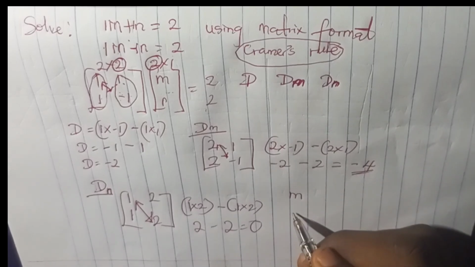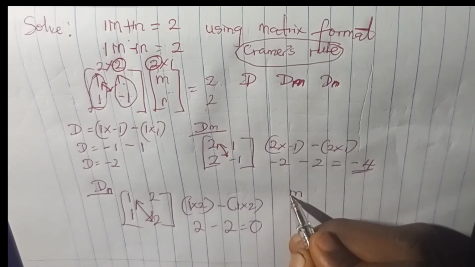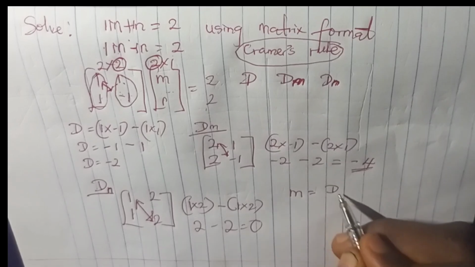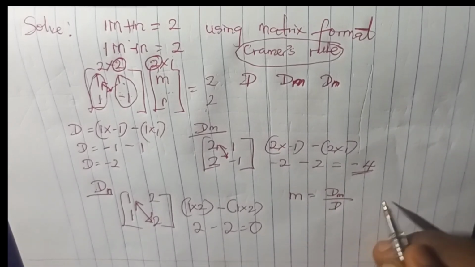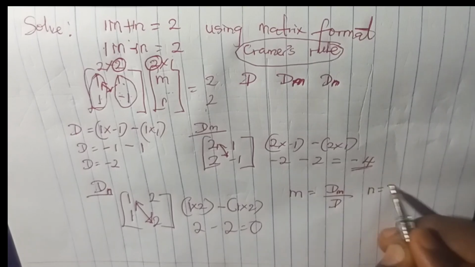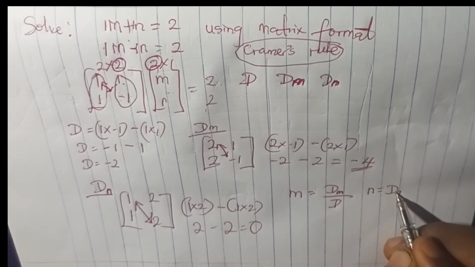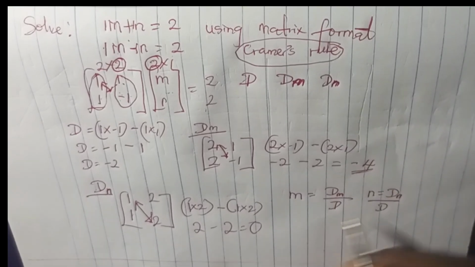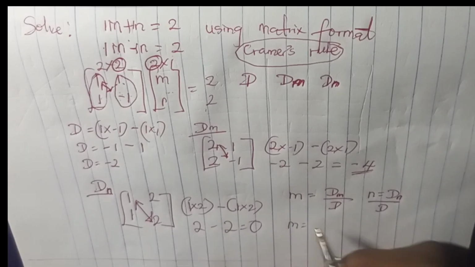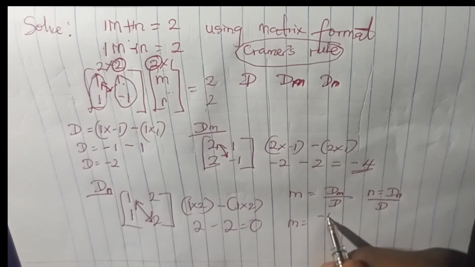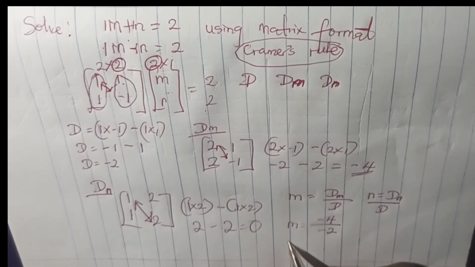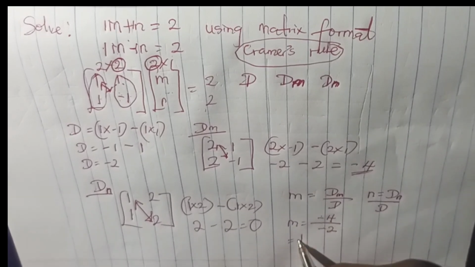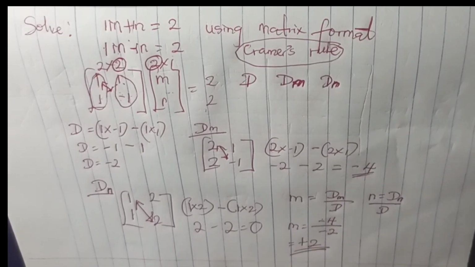Now let's find the values of m and n, because that's the main thing we are looking for here. If you want to find m, you have to do the determinant where the coefficients of m have been replaced over the normal determinant. And if you only want to find n, you have to do the determinant where the coefficients of n have been replaced over the normal determinant. So in this case, m = Dm, which is minus 4, all over D, which is minus 2. Minus divided by minus is plus, and 4 over 2 is 2. So the value of m is 2.